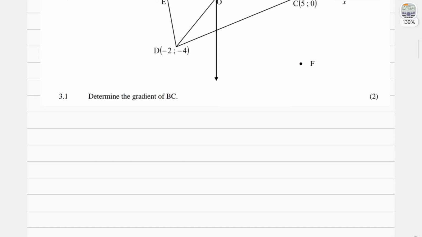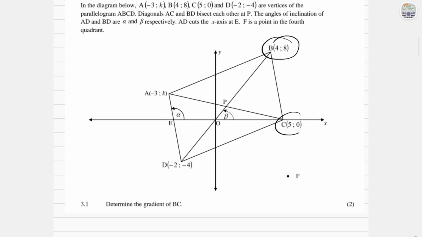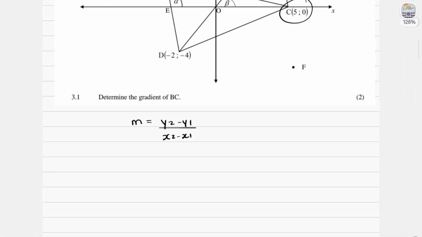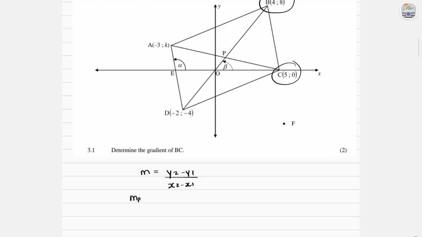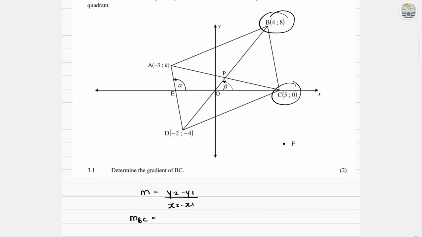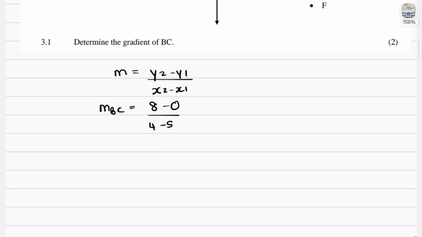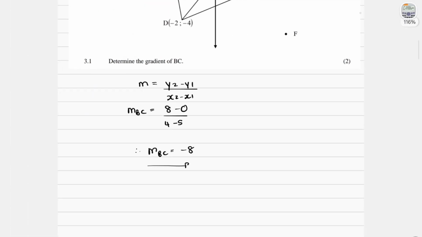And the first question is to determine the gradient of BC. So looking at BC, this is B and C, we can find its gradient. So here's the gradient formula. And we're just going to substitute our points. So I'm just going to say top minus bottom. So the gradient of BC will be found by saying that top value, that y value of 8 minus 0, and then the x value of 4 minus 5. Okay, 8 minus 0 is 8, 4 minus 5 is -1. So therefore, the gradient of BC is equal to -8. And that is our answer. Moving on to the next question.